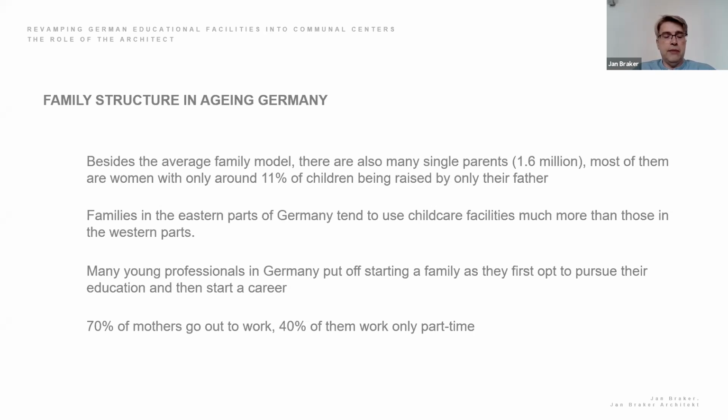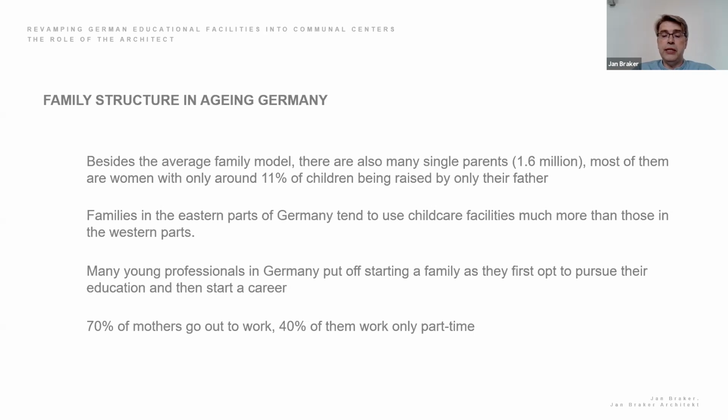By contrast, the number of extended families with several generations living under one roof has declined since 1995 from 351,000 to 209,000. We also find that many young professionals in Germany put off starting a family as they first opt to pursue their education and then start a career.